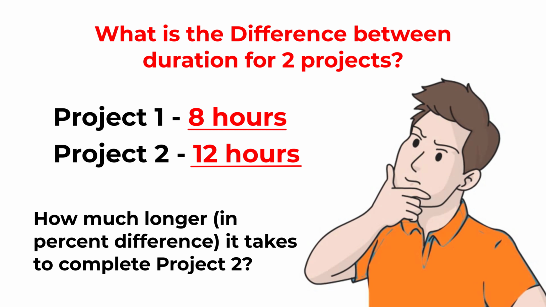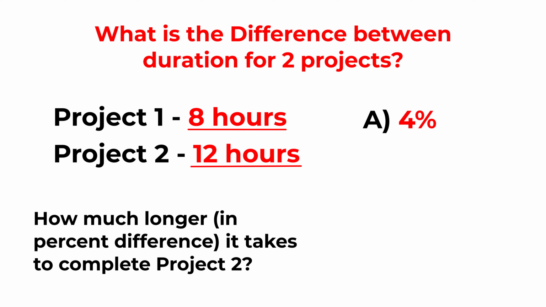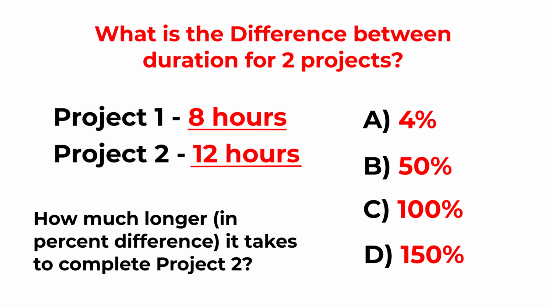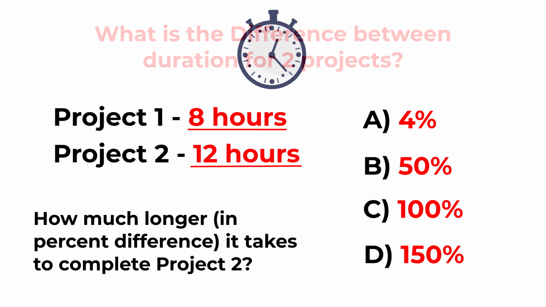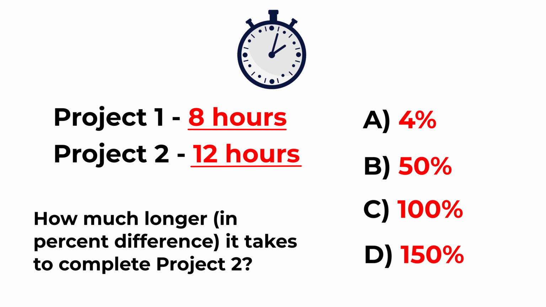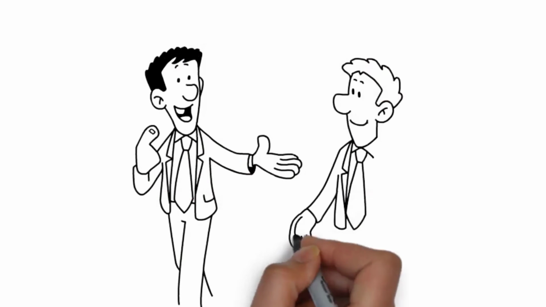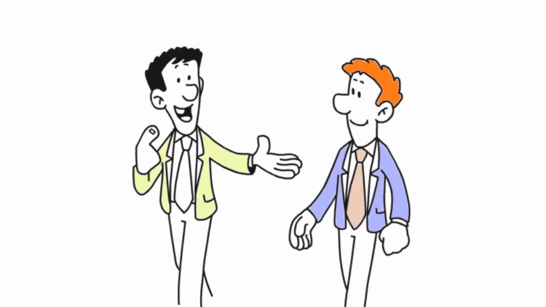You have 4 different choices. Choice A, 4%, choice B, 50%, choice C, 100%, and then choice D, 150%. Do you see the answer? Give yourself 10 to 15 seconds to see if you can do mental math and calculate the percentage differences. The answer might be a little trickier than you think. Are you ready? Let's continue to see how we can get to the correct solution together.